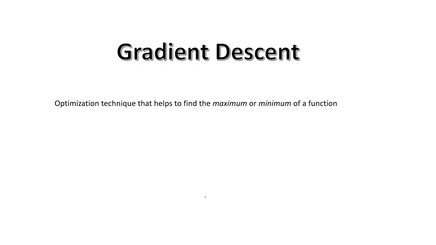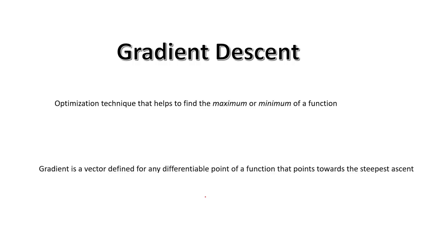So now what is a gradient? Gradient is a vector which is defined for any differentiable point of a function that points exactly towards the steepest ascent. So what we get from here is gradient is a vector, which means gradient will have two components to it. One is the direction of the steepest ascent and second is the magnitude.